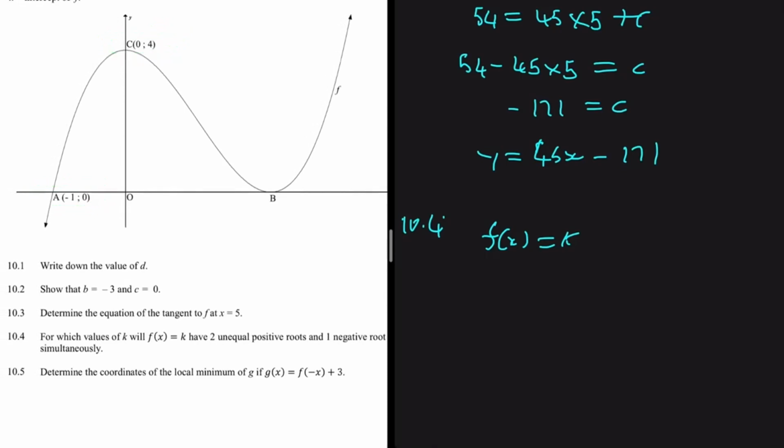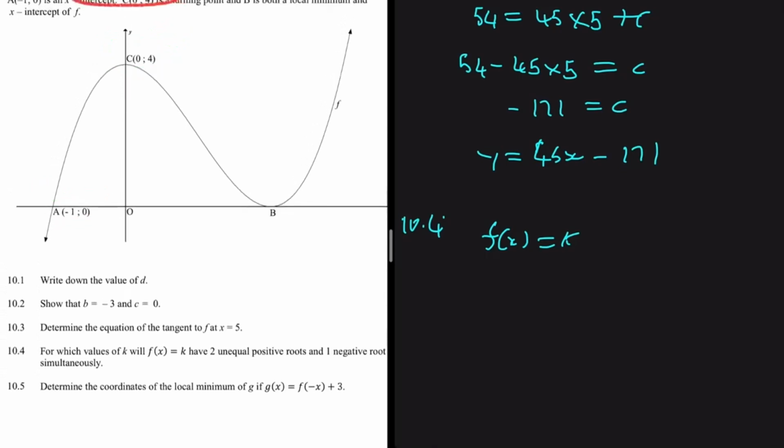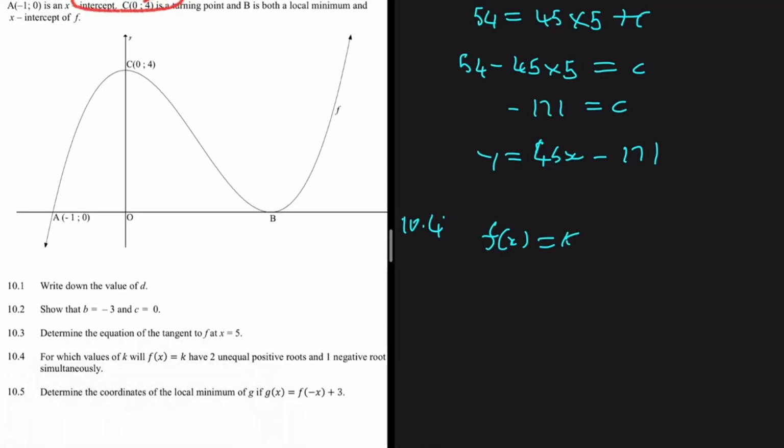Okay, so let's look at our equation. In this instance, we have one negative root and one positive root. Basically, when we're speaking about a root, we're just speaking about the x-intercept. We have one negative root and one positive root, but then how can we shift our graph such that we get two unequal positive roots and one negative root? Let me show you what you can do.